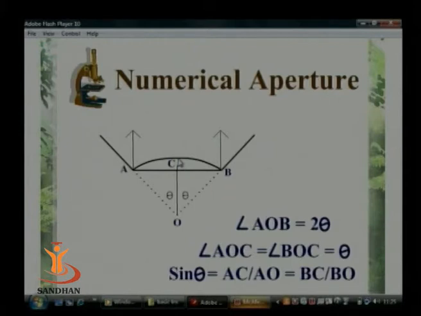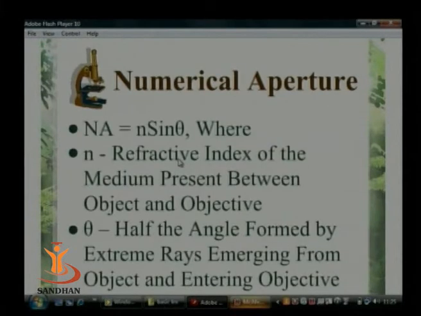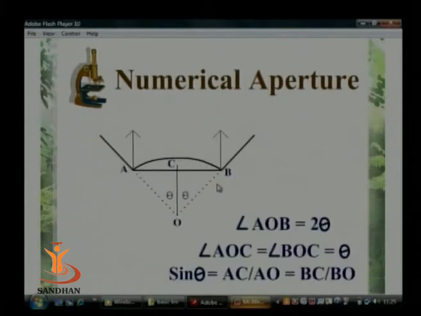Now the formula of numerical aperture, as we have already seen, tells us that numerical aperture is equal to n sine theta. N is the value of the refractive index, and then we come to the sine theta value, where sine theta, as you can see here, is the opposite side divided by the hypotenuse, that is AC divided by AO or BC divided by BO. This gives us the idea regarding the numerical aperture.